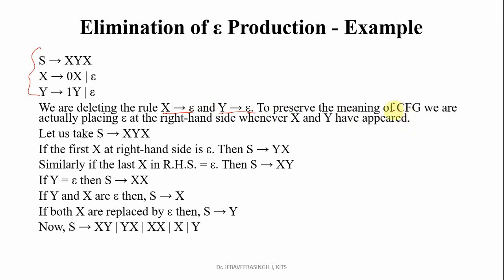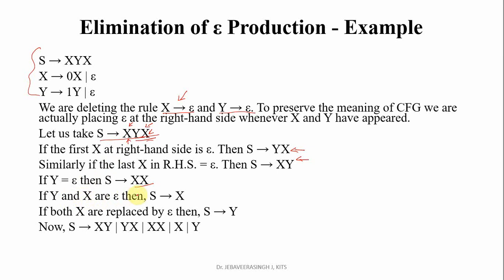To preserve the meaning of the CFG, we are placing epsilon on the right hand side wherever x and y are appearing, and let's go one by one. In this production, S gives xyx, first let's consider this production alone. If x gives epsilon, this can be epsilon, this can also be epsilon. If you substitute epsilon for this x, we will have yx as the production. If you substitute epsilon for this x, we will have xy. If the first x on the right hand side is epsilon, we will have yx. If the last x is epsilon, then we will have xy. If y is equal to epsilon, then we will have xx.